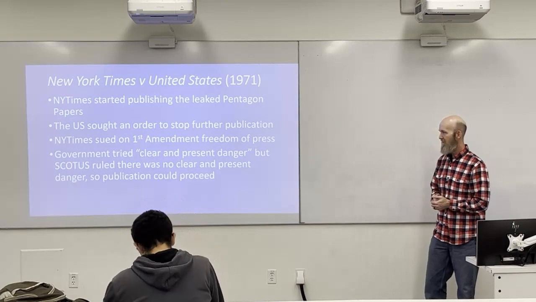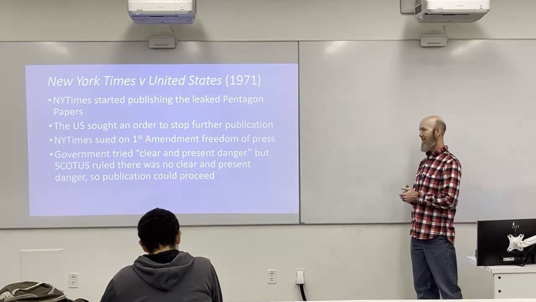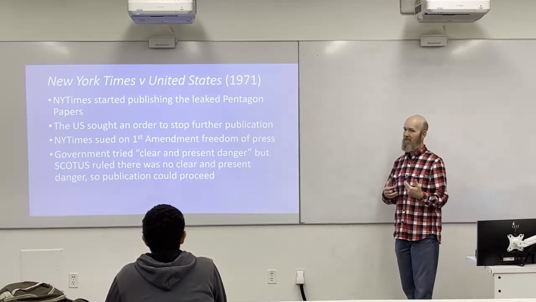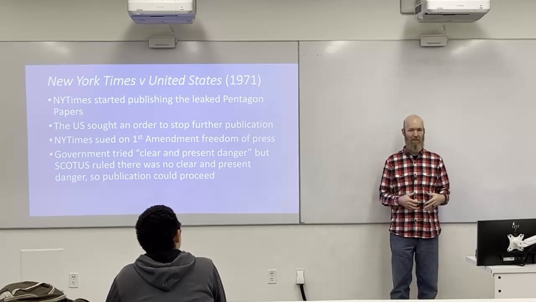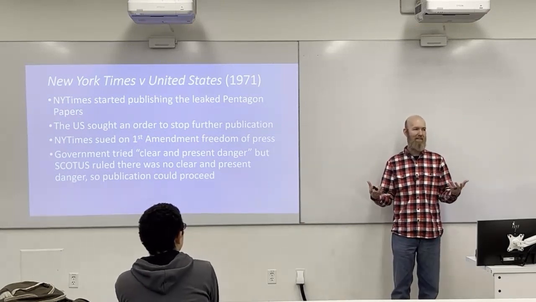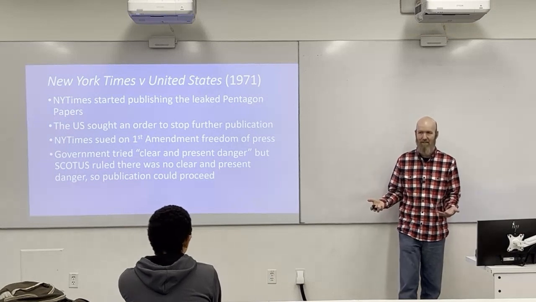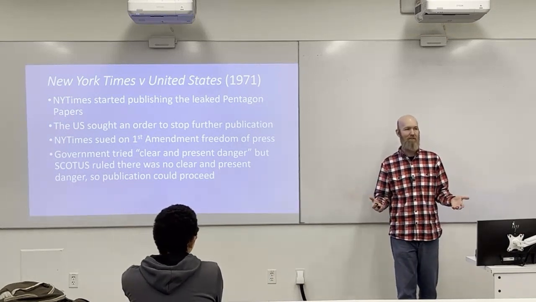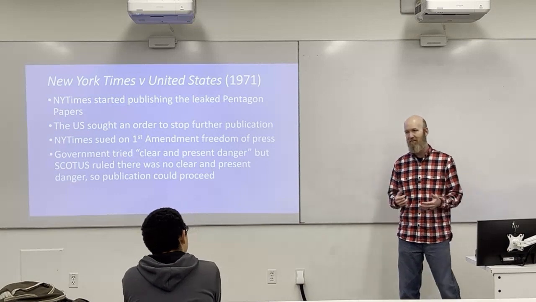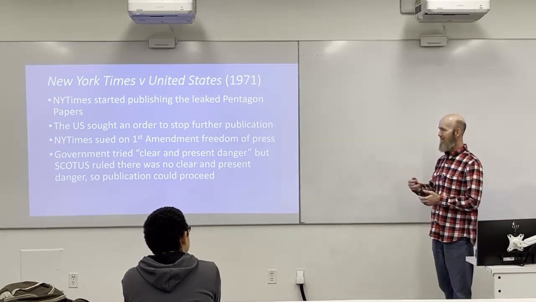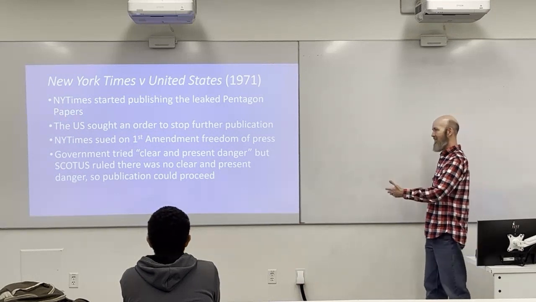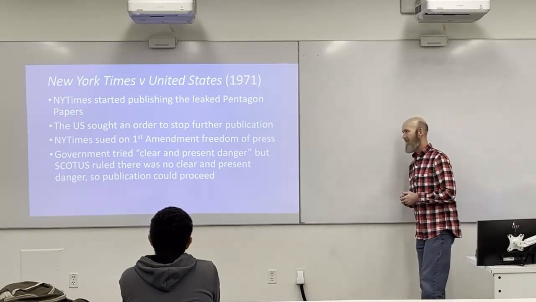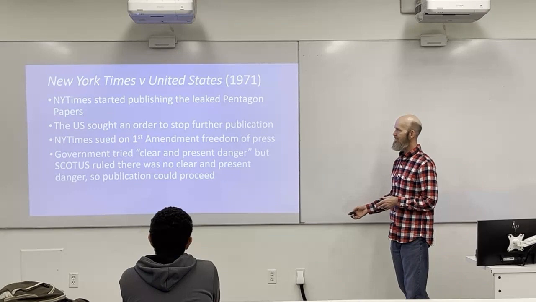But SCOTUS ruled that there was no clear and present danger because the documents by this point were years old and they didn't have any specific things like, we have these troops in this location or anything like that. There was nothing useful to the enemy other than the fact that the US government knew years ahead of time that they weren't going to win the Vietnam War. So in this case, there was no actual clear and present danger, and the New York Times won. They could publish the Pentagon Papers.